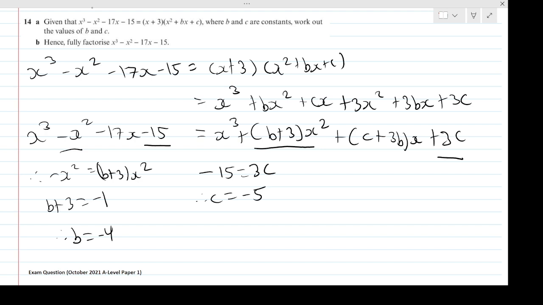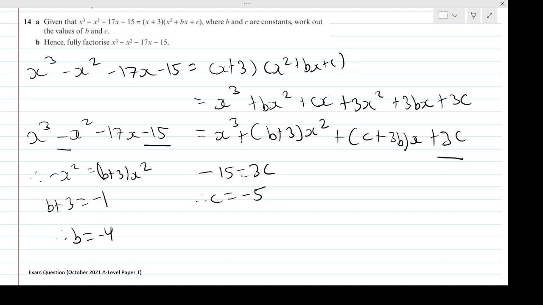This method, if you did it for the first time, takes some time to think about what's done there, but particularly when you move on later in the courses, you will see this method a lot. This is called comparing coefficients, which is kind of in the name. I've compared the coefficients of all the individual terms on the left and the right hand side, and they have to be equal. So this minus 1, for example, the x squared term, has to equal the b plus 3 term outside this x squared. That allows me to deduce b plus 3 is minus 1, and that allows me to work out the missing value.